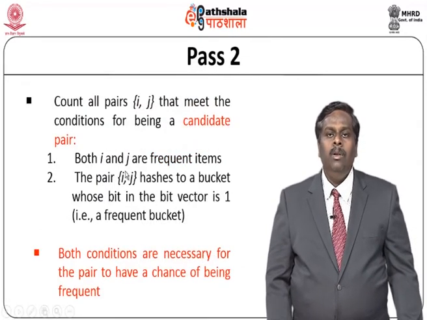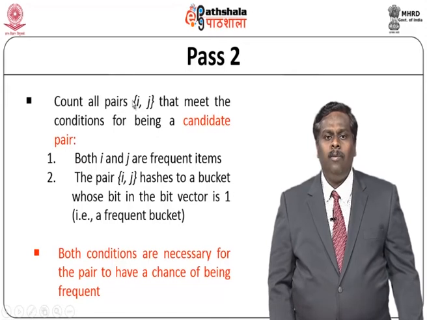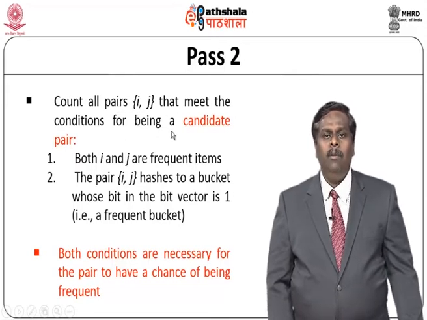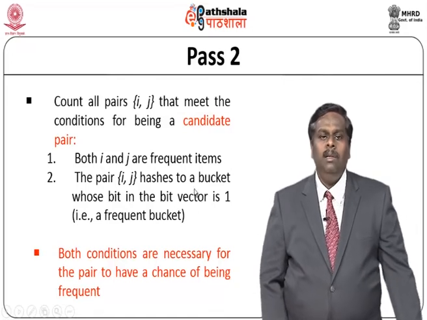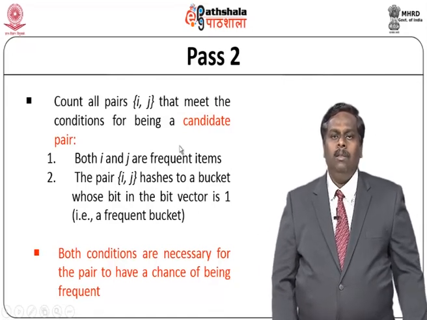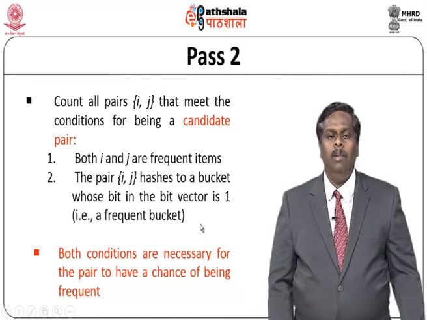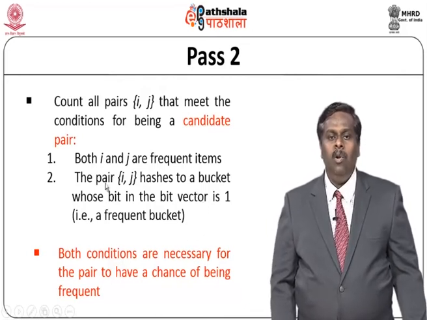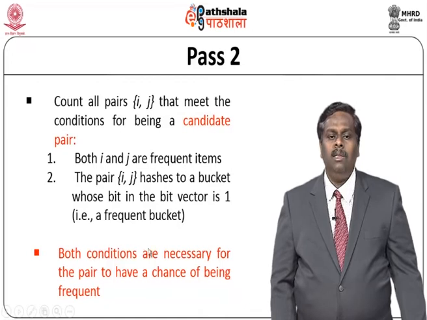So, in pass 2, all we need to do is count all possible pairs i, j that meet the frequency condition. In case i and j both are frequent items, then you are going to hash this pair i comma j to a bucket whose bit vector is set to 1. Else, if the items are not frequent, it is going to be hashed to a bucket whose bit vector is equal to 0. Now, only if both the conditions are satisfied will it work out. So, the objective here is that both conditions are essential for the pair to have a chance of being frequent.